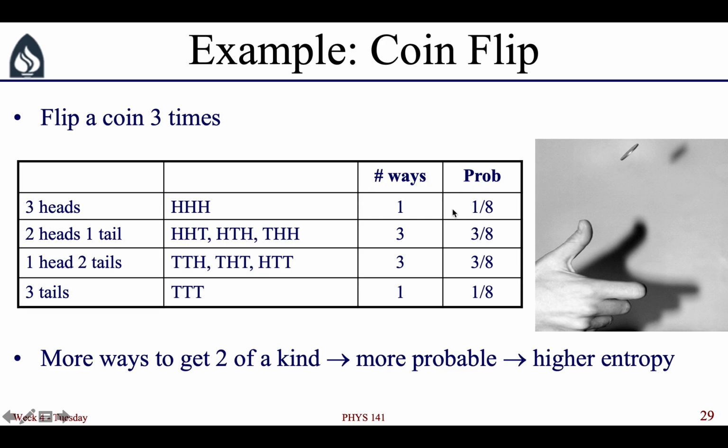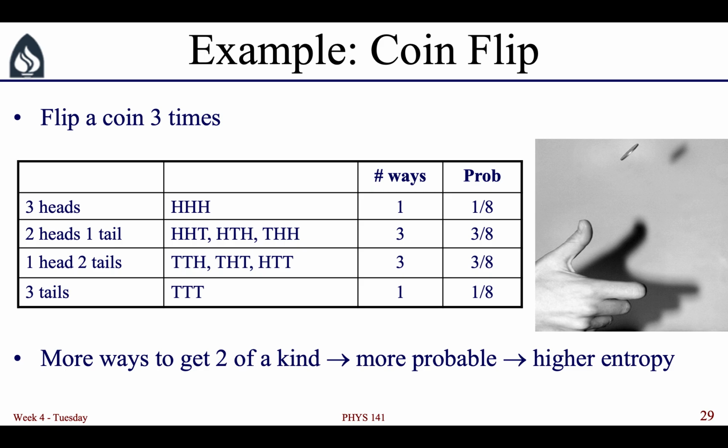So the probability is 1/8 that you get 3 heads, because there's 1 way to get 3 heads, and there's 1, 2, 3, 4, 5, 6, 7, 8 total different outcomes. On the other hand, there are 3 ways to get 2 heads and a tail, so the probability of getting that outcome is 3/8. Since there are more ways to get 2 of a kind instead of all the same kind, it's more probable, and these more disordered options have higher entropy, simply because there's more ways in which they can occur.